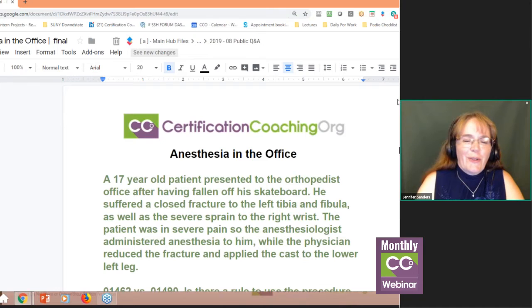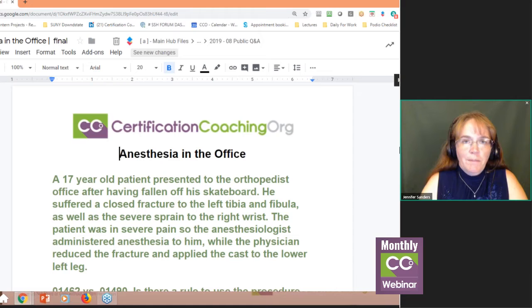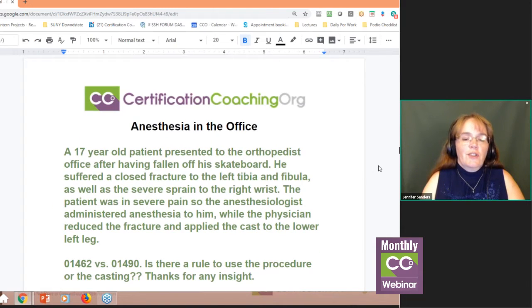So a 17-year-old patient came to the orthopedic office after falling off their skateboard. So this has to have just happened because he suffered a closed fracture of the left tib-fib, left tibia and fibula, as well as a severe sprain to the right wrist. So the patient was in severe pain. That's why I think it just happened. They're in so much pain. So the anesthesiologist administered anesthesia to him while the physician reduced the fracture. So it had to have just happened because that fracture needed to be put back together. The bones needed to be put back straight.